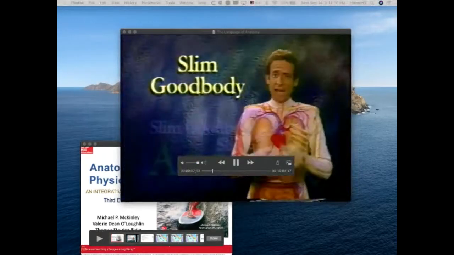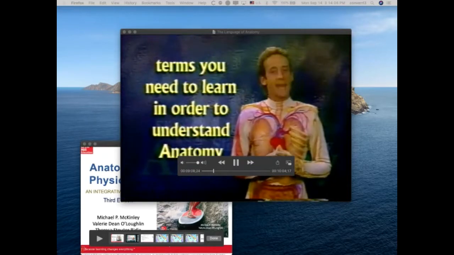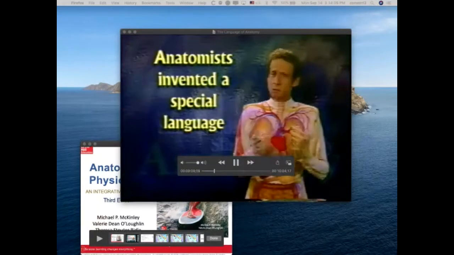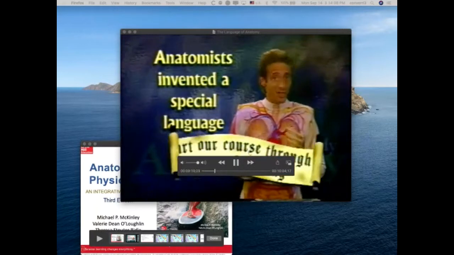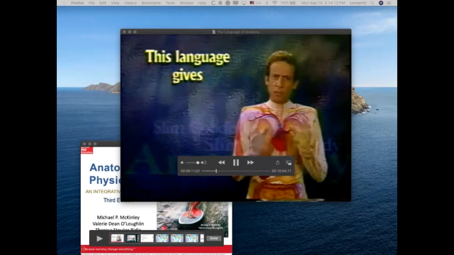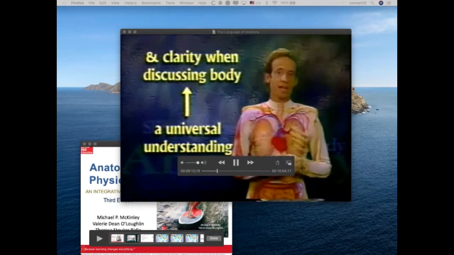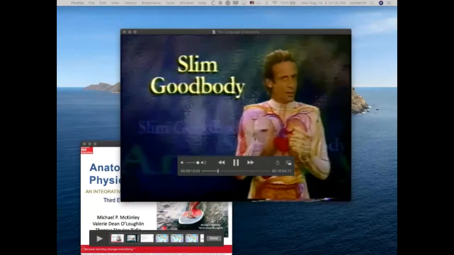Hi, I'm Slim Goodbody, and I'm going to walk you through some of the terms you need to learn in order to understand anatomy. Anatomists have invented a special language that's really going to help us out as we chart our course through human anatomy. This language gives everyone who's familiar with it a universal understanding, and clarity when discussing the body. So we'll need to be really familiar with it.